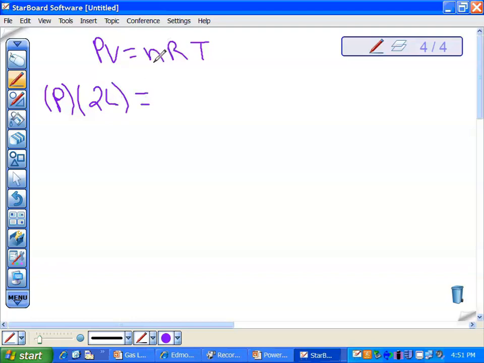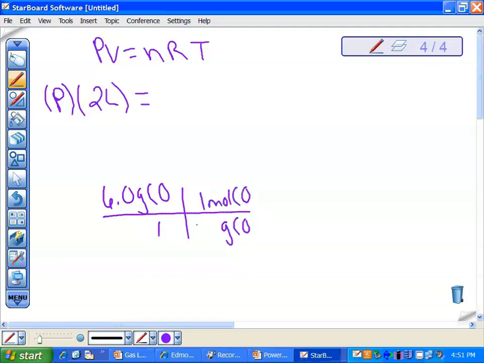Moles is what I've got next in my formula. Well, I don't know moles, but I've got that it is 6 grams of carbon monoxide. So I could convert my grams to moles, and we should be able to do that in our sleep now. 12 plus 16 is 28. And I told them I'd like them to take it out at least 4 decimal places. And so here is our moles of carbon monoxide. Now I can put that up there. I keep leaving that 1 out of there.